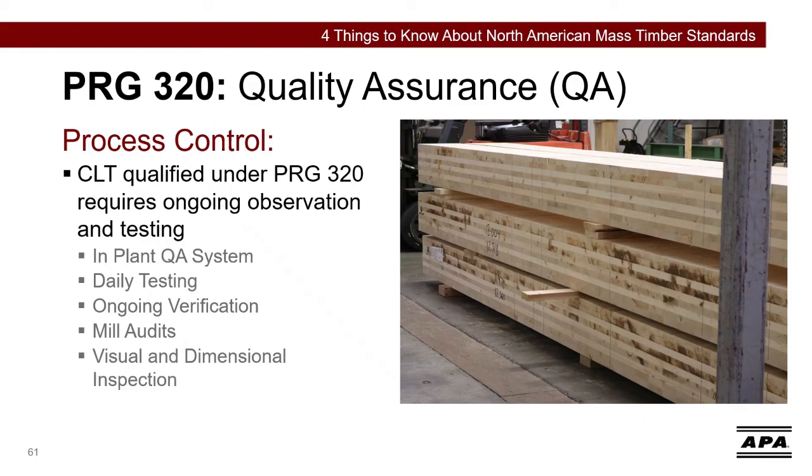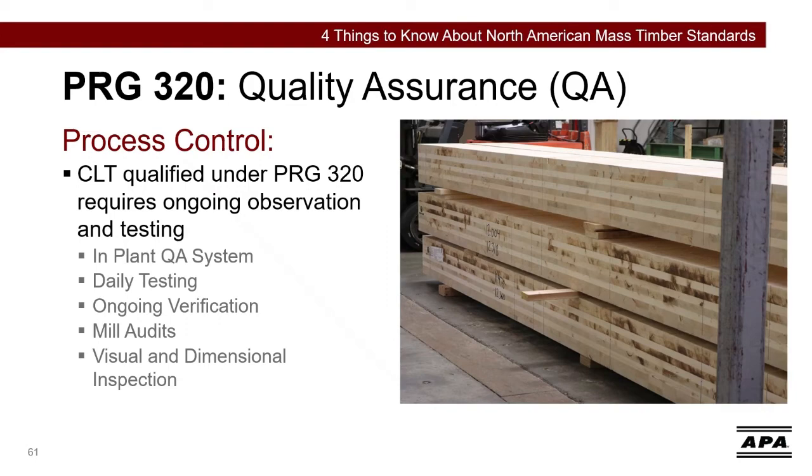Section 9 of PRG 320 defines how quality assurance must be maintained for CLT after a product has been qualified. The purpose is to ensure that CLT continues to meet performance expectations and that any change in manufacturing or materials that could affect performance is detected early. Manufacturers are required to have a documented in-plant quality assurance system. This system outlines sampling methods, testing frequency, and record keeping. All quality assurance records must be available for audits, and production lots are held until test results confirm compliance.